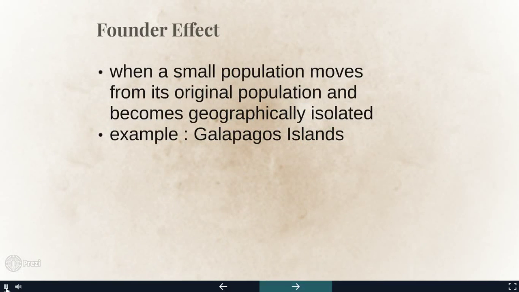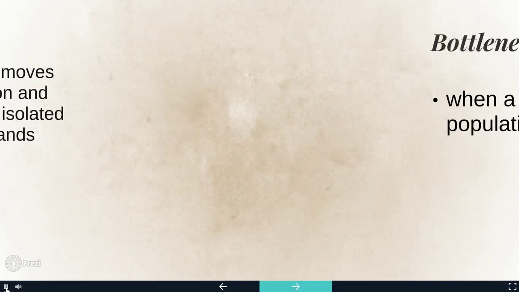Founder effect is when a small population moves from its original population and becomes geographically isolated. The isolated population will experience different mutations and different environmental selection pressures. The result will be the smaller population having different characteristics from the original population.